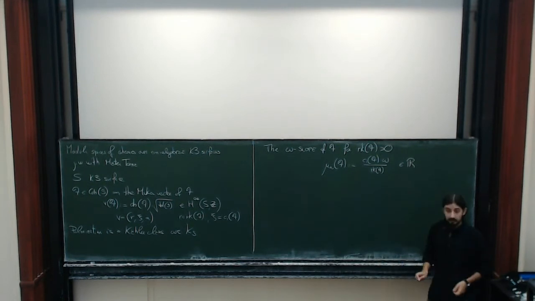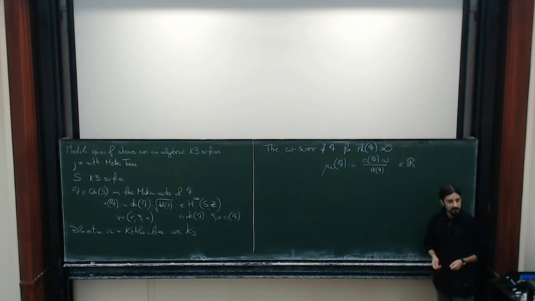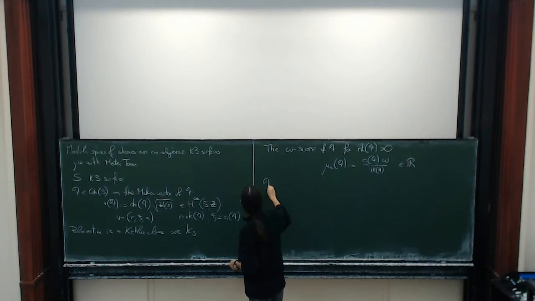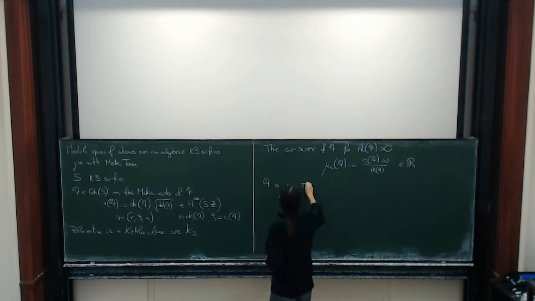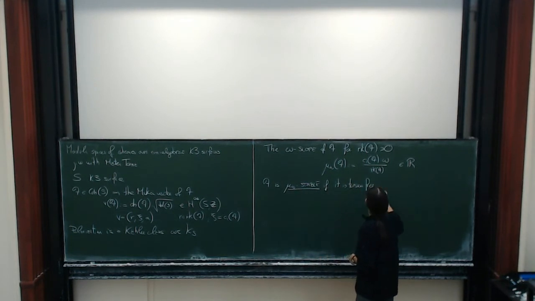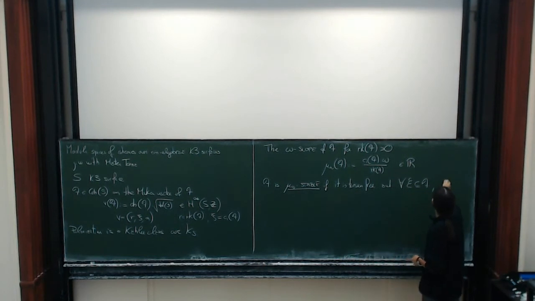In other cases, it's a rational number, but who cares? Anyway, this allows you to define a notion of stability, and namely, F is mu omega stable if it is torsion free, and for every coherent subsheaf of F, you need to ask for the fact that it has to be coherent.